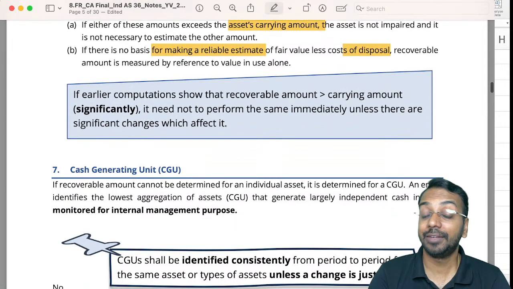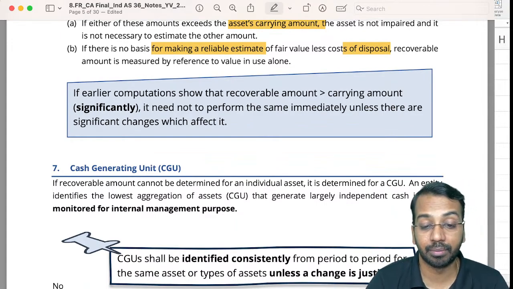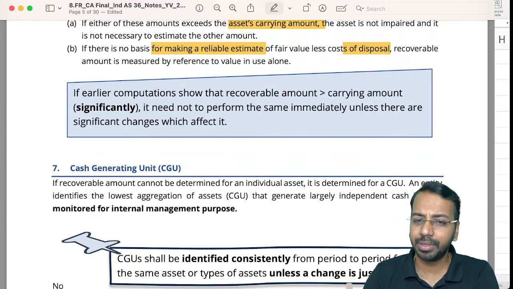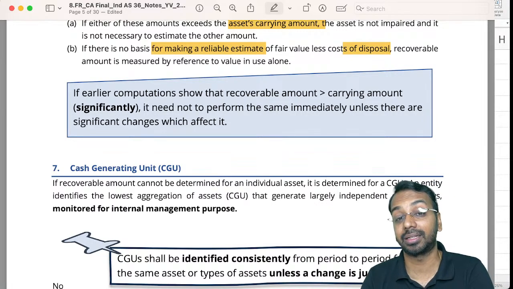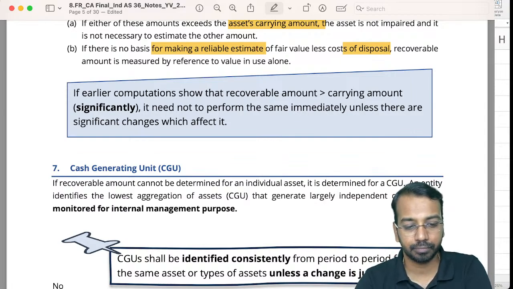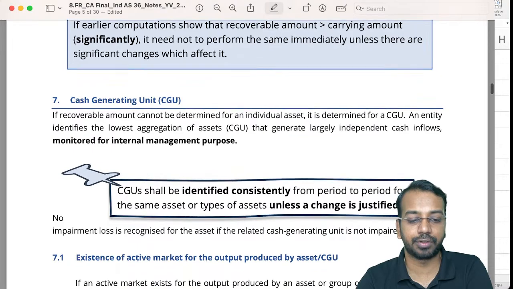Then, if previously we have calculated a recoverable amount which is significantly higher than the carrying amount, then again, you don't need to perform those calculations immediately unless there are other significant changes, right? So these are the things for calculation of recoverable amount.